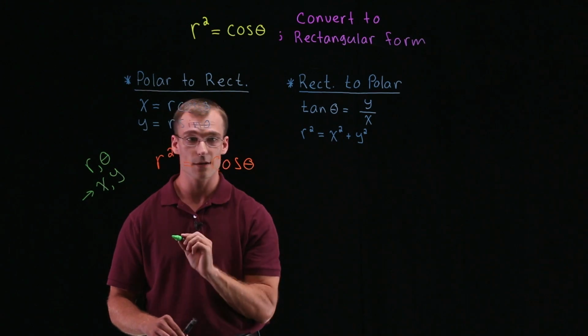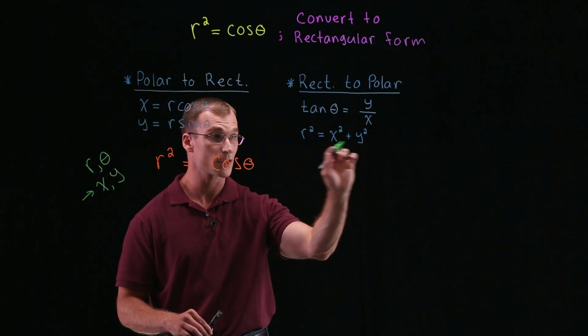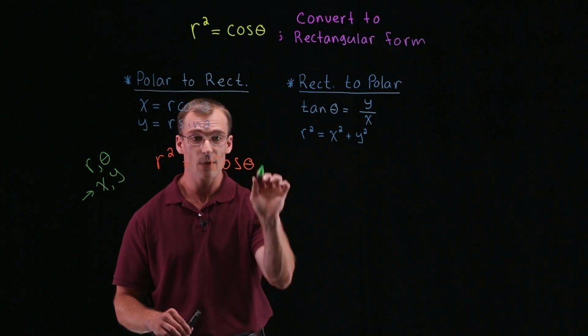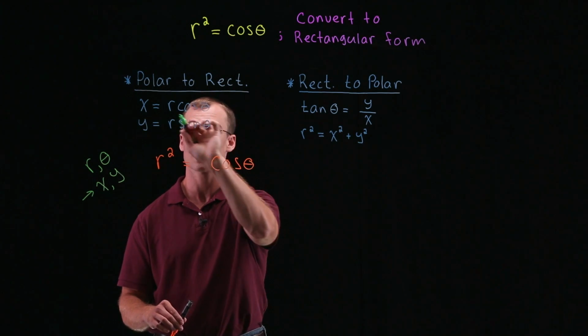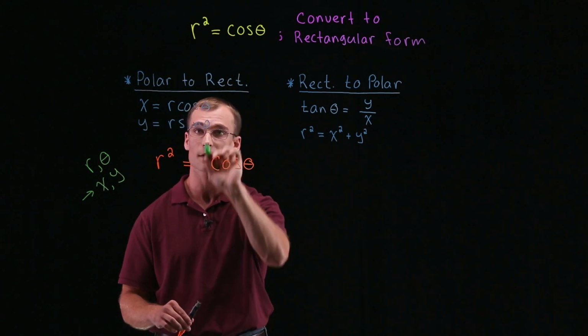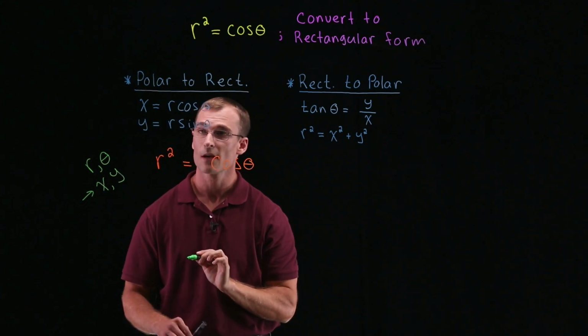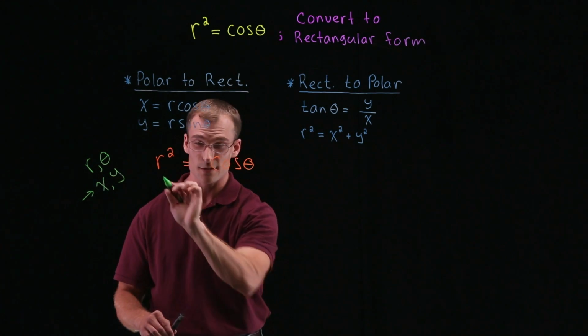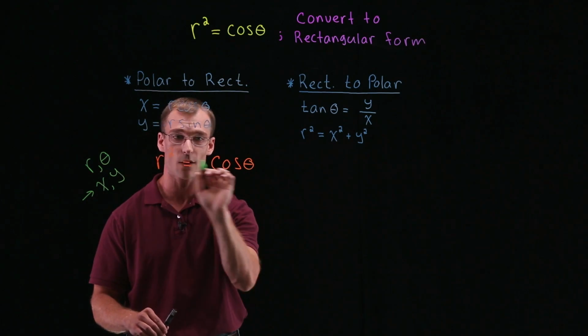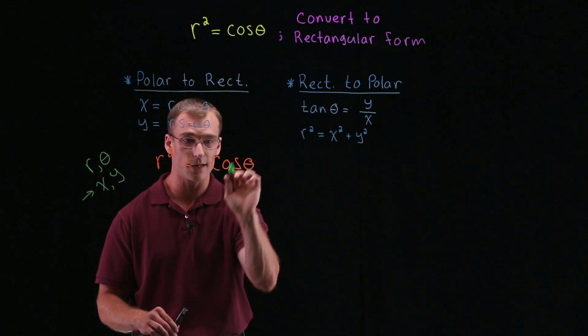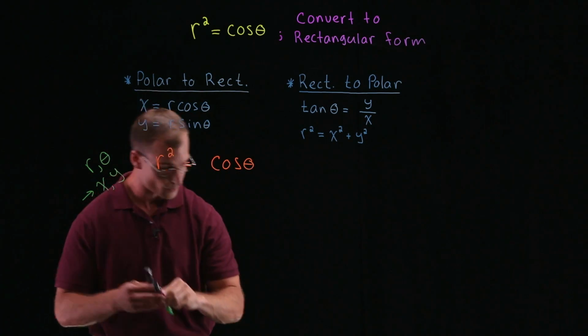Well, we have an r squared, which we see r squared is x squared plus y squared, and we have a cosine theta. And what can we do with cosine theta? We know if we have r times cosine theta, that would be equal to x. So actually we're going to start there. We'll get to this x squared plus y squared in just a moment. So if I multiply through both sides by r, because I want to get r cosine theta here, that's what we'll do.